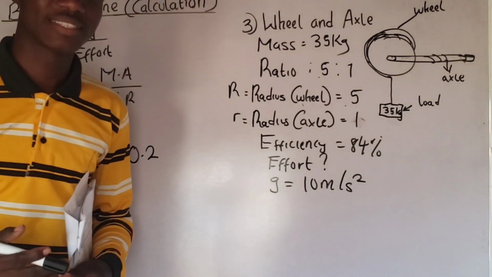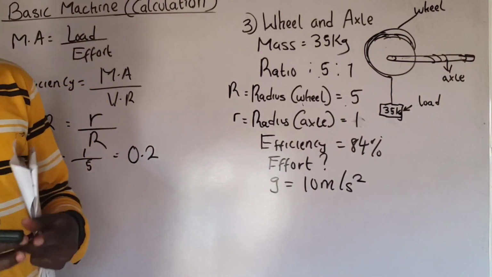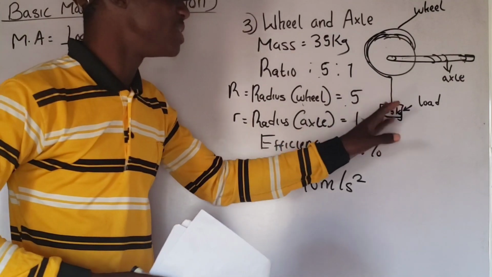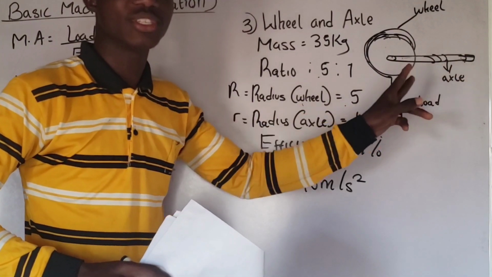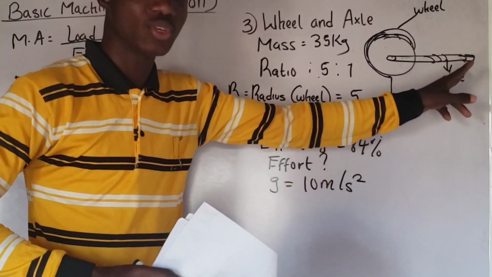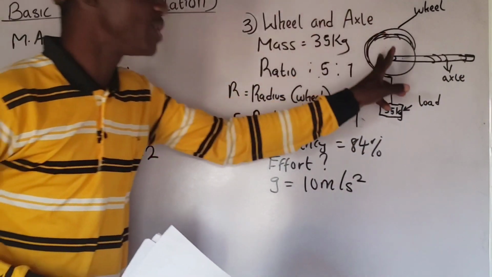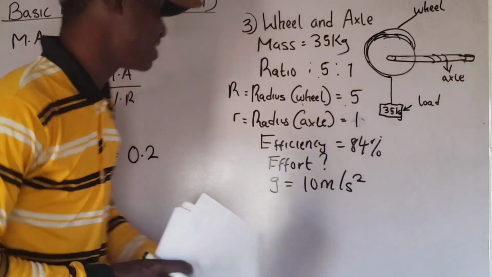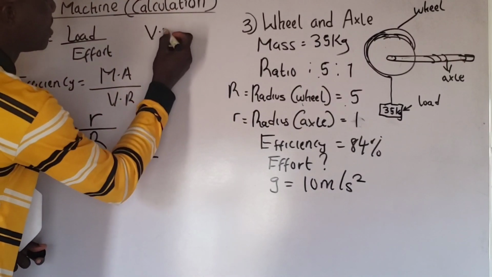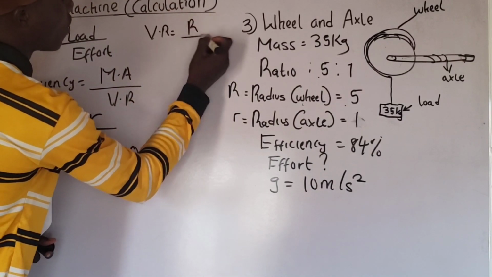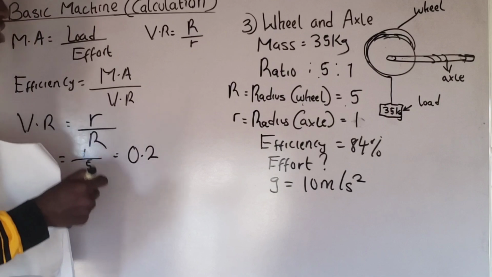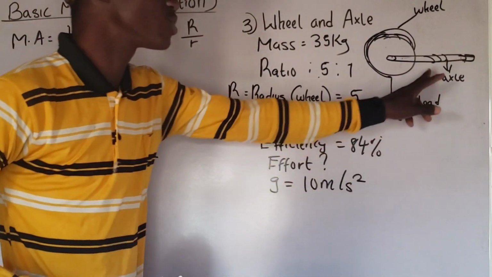Now let's assume, and this is just an assumption, okay? Let's assume that the load is not on the wheel. The load is on the axle. The velocity ratio will be the radius of the wheel all over the radius of the axle. You understand? In this case, the velocity ratio is equal to R all over r. You understand? Because the load is not on the wheel.